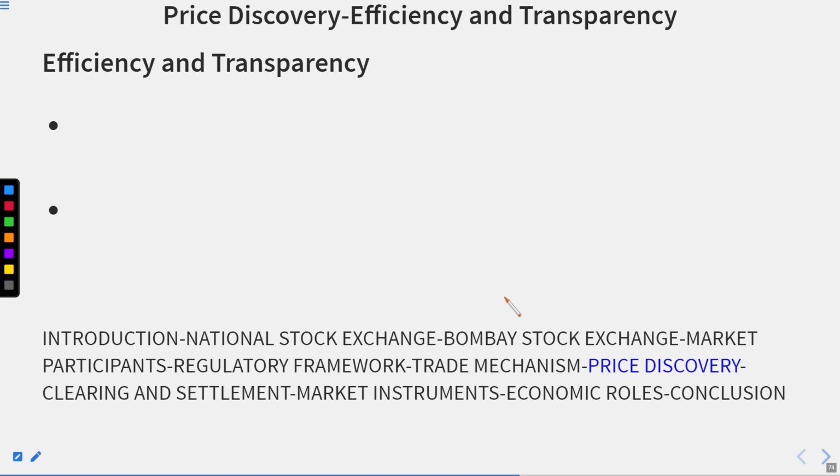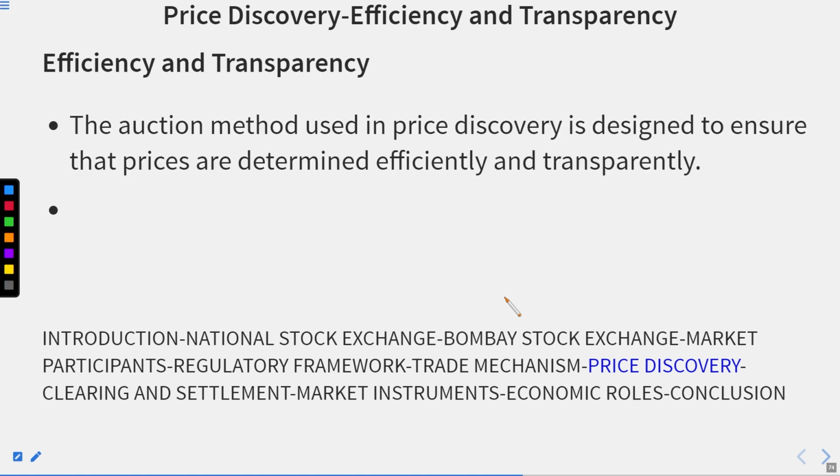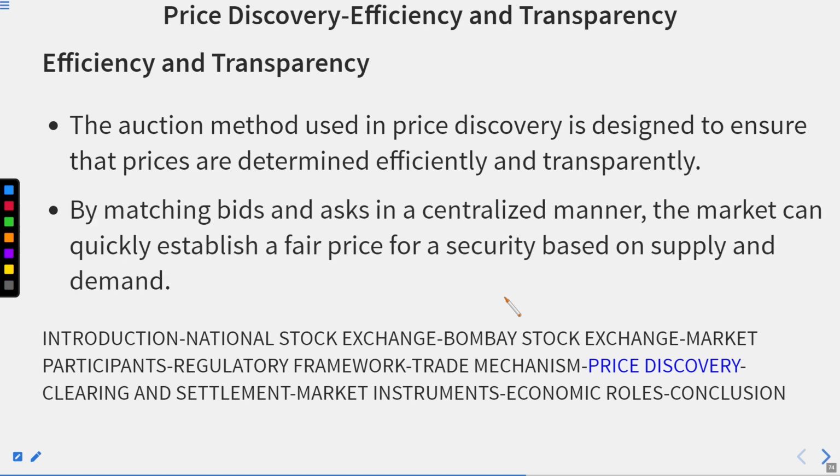Thereafter, the efficiency and the transparency. The auction method used in the price discovery is designed to ensure that the prices are determined efficiently and transparently. By matching bids and asks in a centralized manner, the market can quickly establish a fair price for a security based on the supply and demand. Because the auction method is generally done on the basis of the order book.